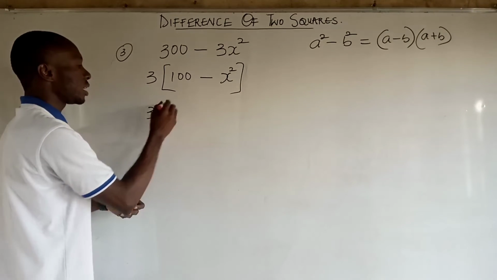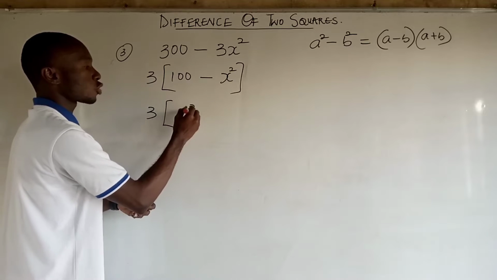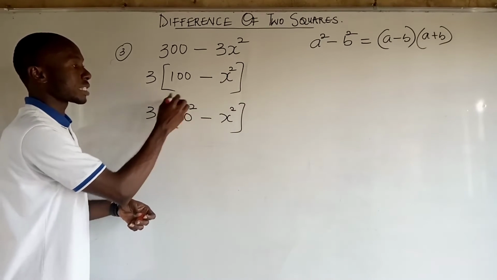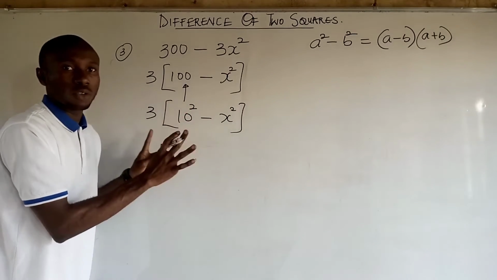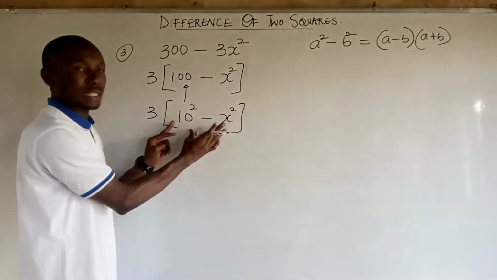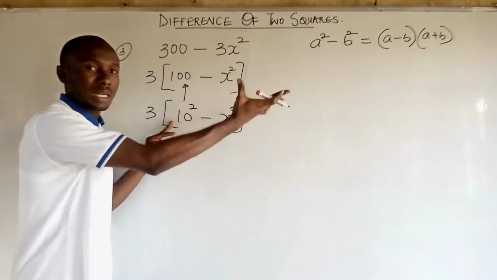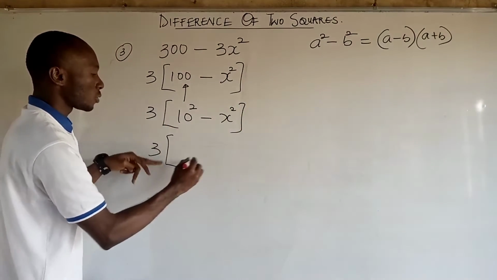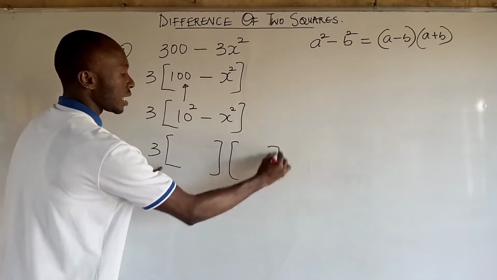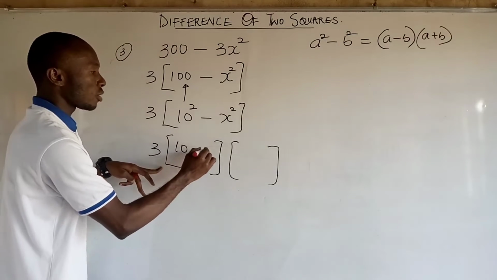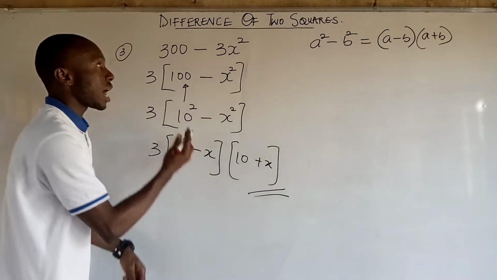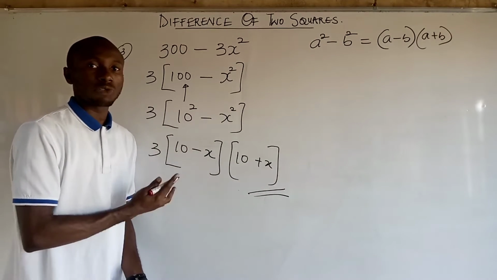So we have 3 into 10 to the power 2 minus x squared. 10 to the power 2 is the same as 100, so we have no issues with that. Now with these in square, we can easily apply the knowledge of difference of two squares, which will become 3 into 10 minus x and 10 plus x. This is the answer to question number 3.